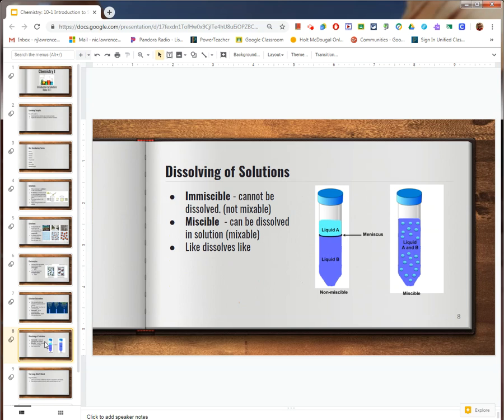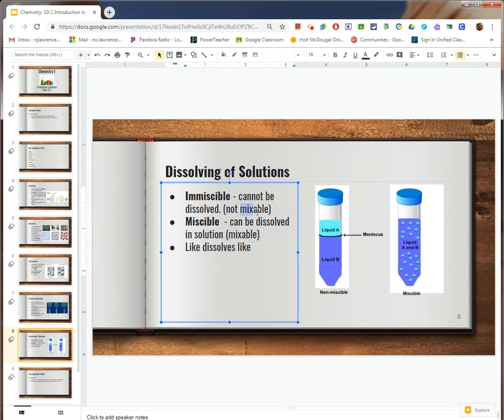The final terms we're going to look at as we get introduced to solutions are the words immiscible versus miscible. One easy way to think about what this means is think about the word mixable. Immiscible means these things cannot mix. These things cannot dissolve. This is like your oil and water. They do not mix. They do not dissolve in each other. And the opposite would be miscible, something that can dissolve, something that can mix.